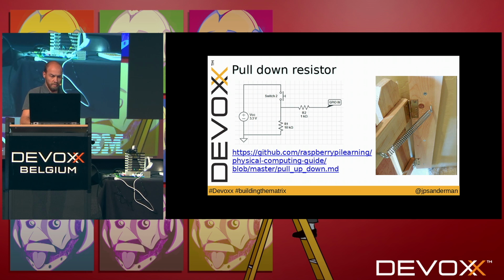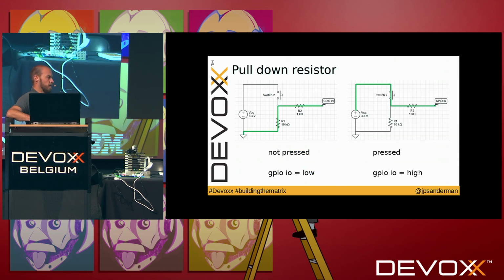Now, how does it work schematically? I used a pull-down resistor. And in the image on the left-hand side, the button is not pressed. And the input button is connected to the ground through a large, in this case, 10 kilo ohm resistor. But when I press the button, there's a path of less resistance leading to the power source, and then my input pin will read high.